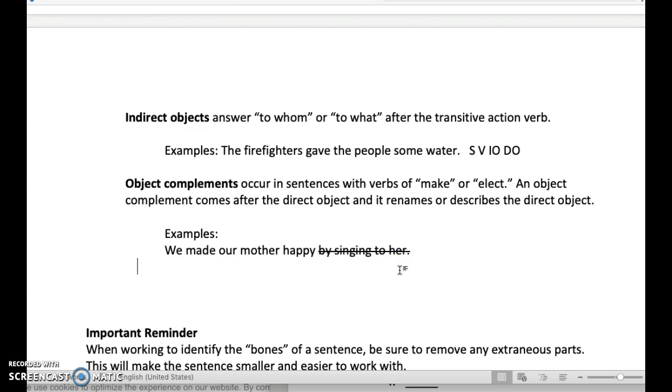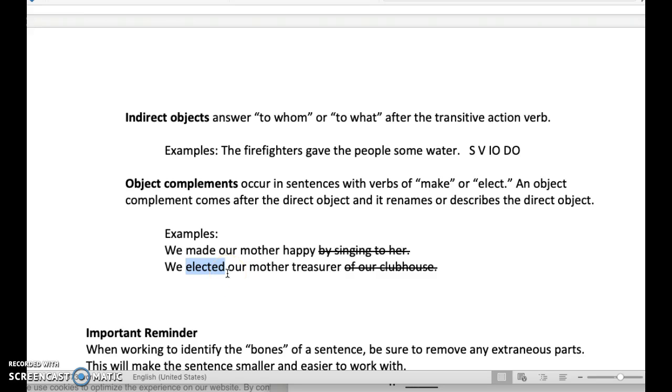Here's another example of an object complement. We elected our mother treasurer of our clubhouse. Okay, of our clubhouse, we're going to get rid of that because that is a prep phrase. That's the fat of the sentence. We're just dealing with the bones, the essential structure. So here is our subject, we. Here is our transitive action verb, and it requires transfer to an object.